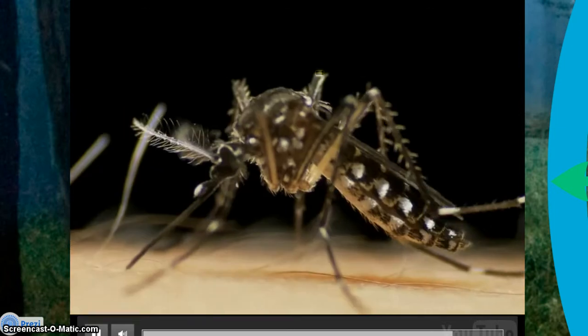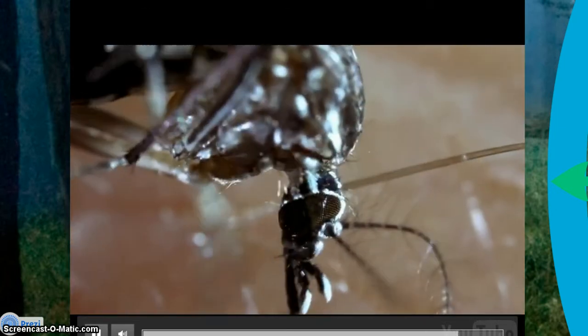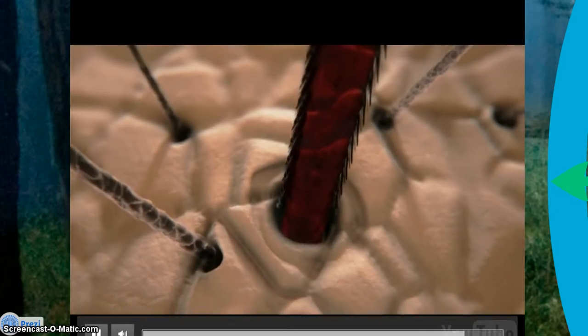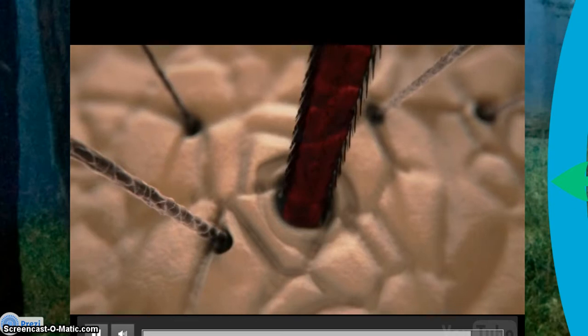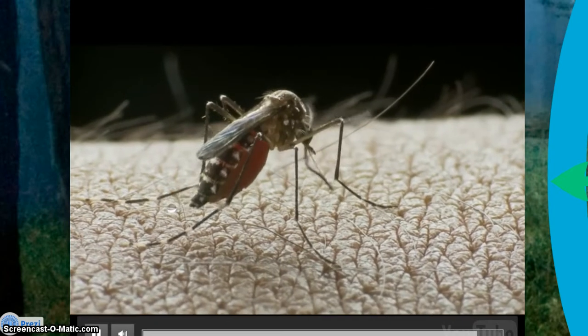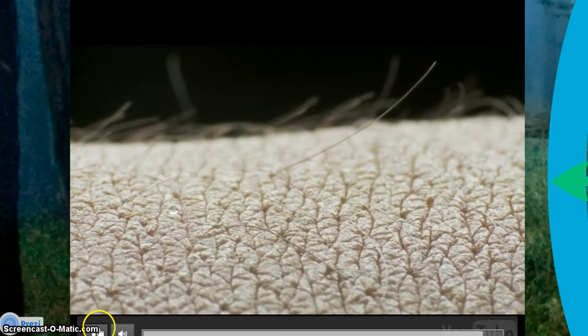When a mosquito bites a person who's already infected, it draws in the dengue virus contained in the blood. By biting another person, it can transmit the virus and spread the disease.